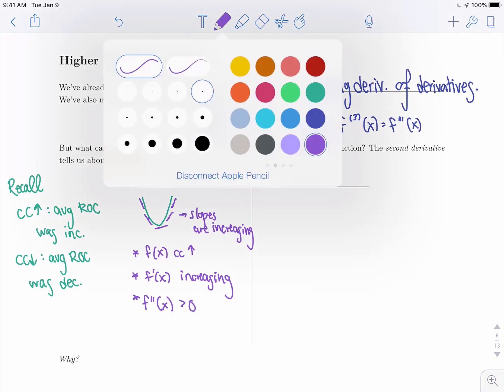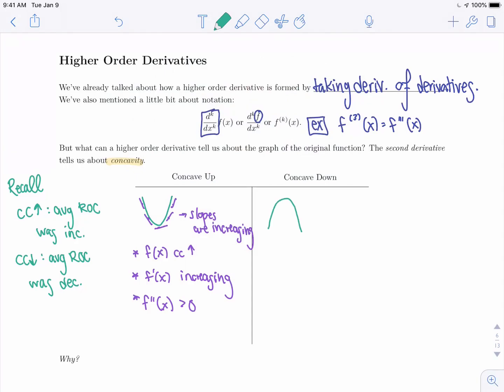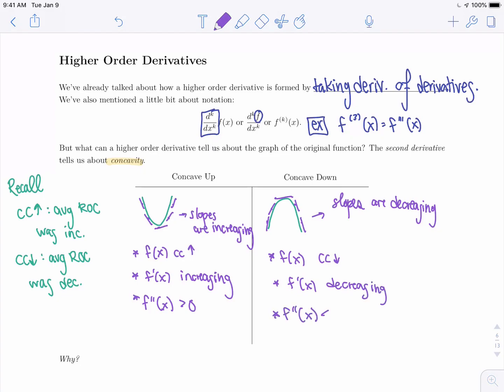Just to make sure that we understand the concept here, if I do a concave down function, I can see that my slopes are positive, something less positive, probably 0, more negative, more negative. So the slopes here are decreasing. So we can make our parallel list here where f of x is concave down means that f prime of x is decreasing and f double prime of x is less than 0. So knowing about the sign of the second derivative will tell us about concavity.